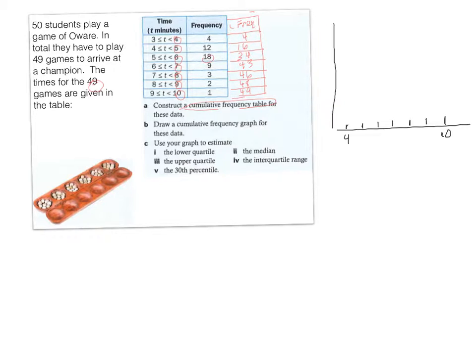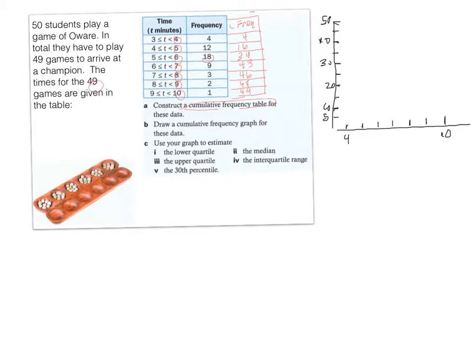And then here on the side, I need the frequency. So the frequency has to go from 0 all the way up to 49. So maybe I can go by 5s. So 5, 10, 15, 20, and then maybe I'll just put 10s from here on out, up to 50. All right. So now I'm ready to draw my cumulative frequency graph.